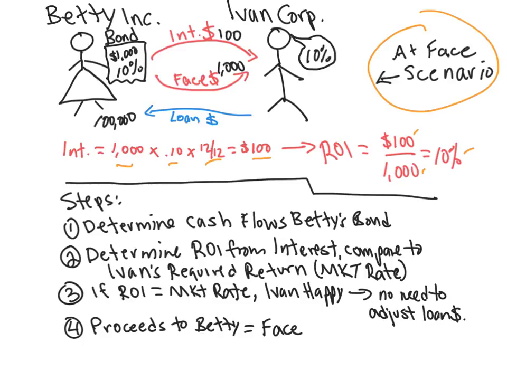And notice that down here I have the steps. You determine the cash flows, which we did in the previous slide. Determine the ROI from the interest, which we just did above. And then determine whether the ROI and the market rate are the same, which they are, so there's no need to make an adjustment. And so the proceeds to Betty are the same as the face amount. Now keep that process in mind.